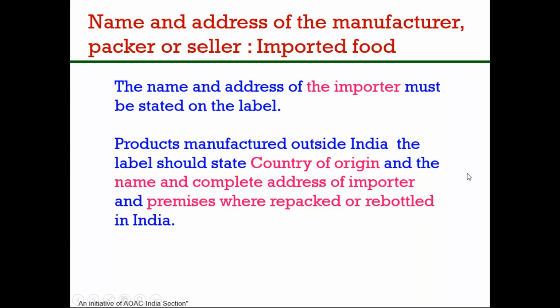In the case of an imported food, instead of the manufacturer, the name and address of the importer must be stated on the label. Foods that are manufactured outside India are expected to have the country of origin on it, plus the name and complete address of the importer. And if it is imported in bulk and repacked or rebottled, then the address of the premises where this repacking or rebottling took place in India must be given.